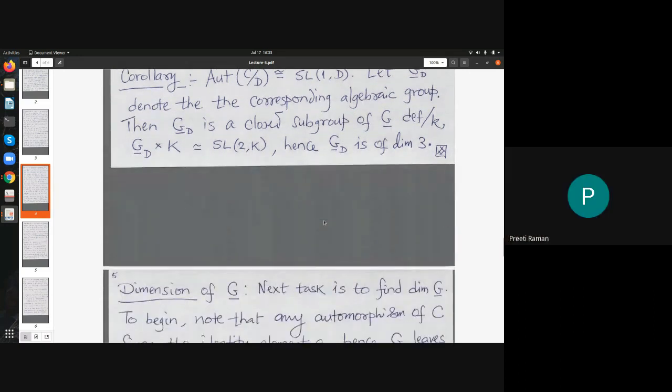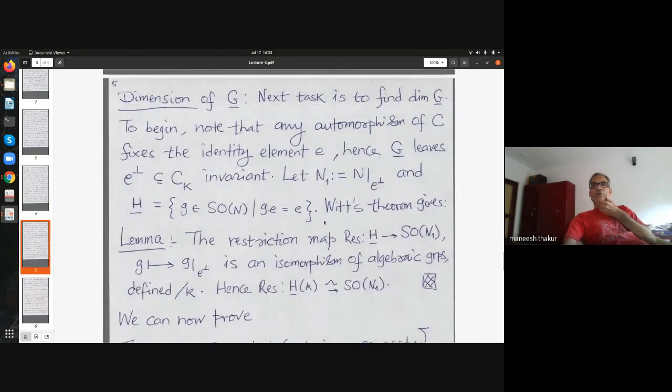Okay? Yes, thanks. So now we can compute the dimension of the automorphism group. Let's move towards that. First, we notice that the whole group of automorphisms fixes the identity element. So look at this norm restricted to E perp. That's a 7-dimensional non-degenerate quadratic form. And let us denote by H lower bar all those elements of SO of N, the norm form, which fix the identity element.